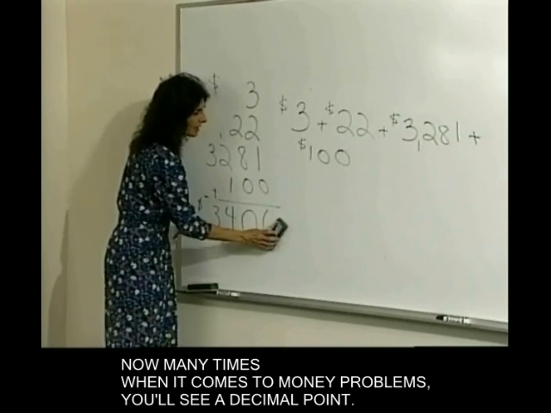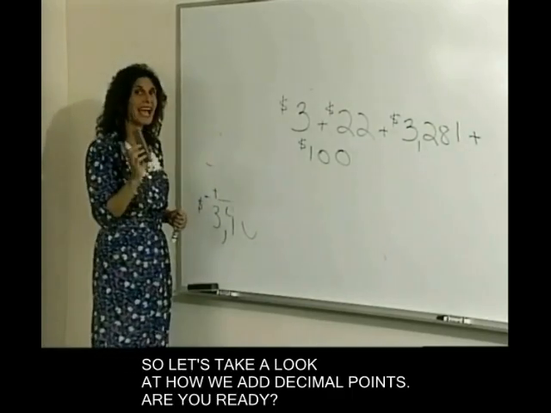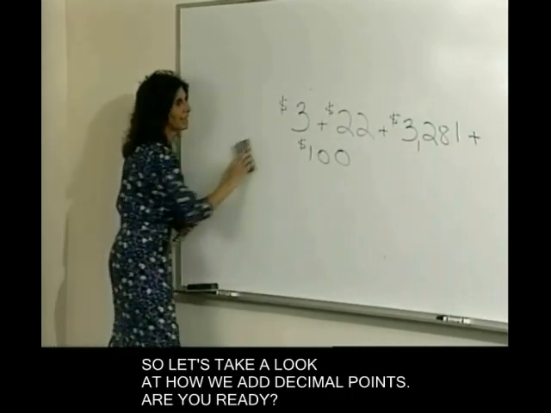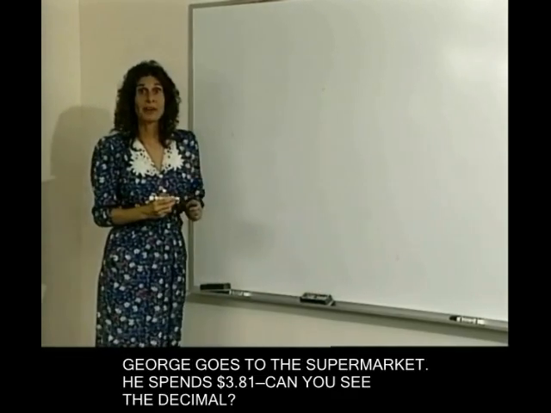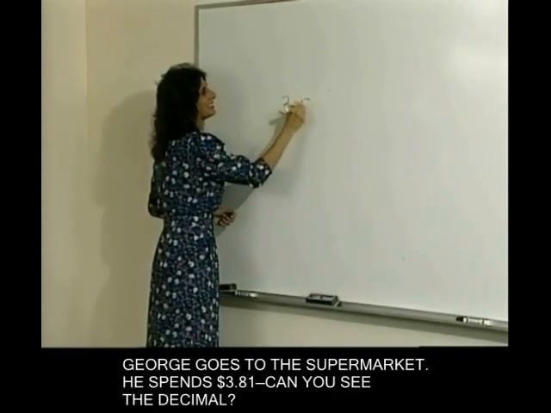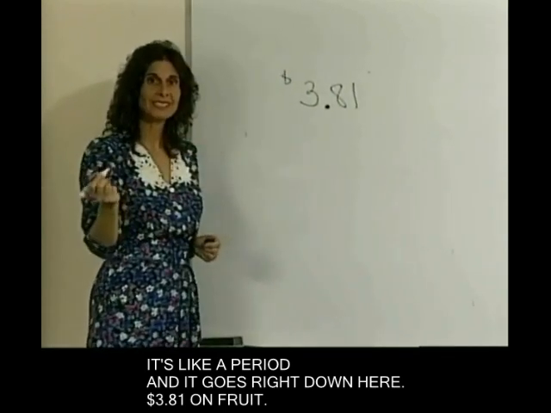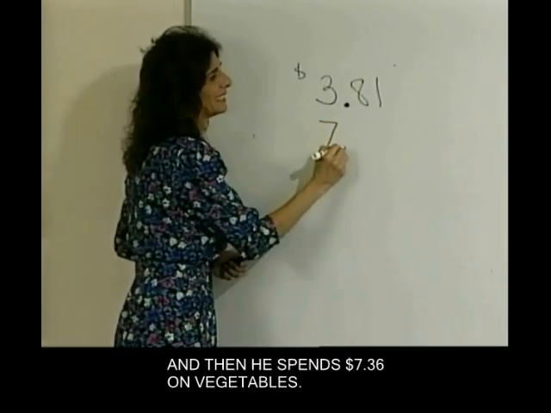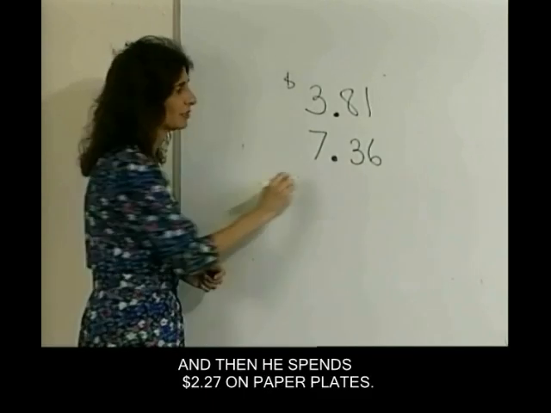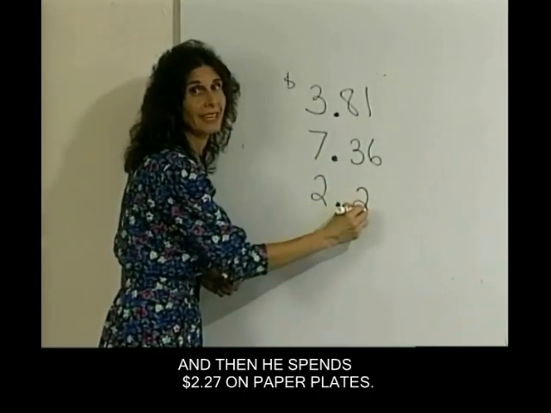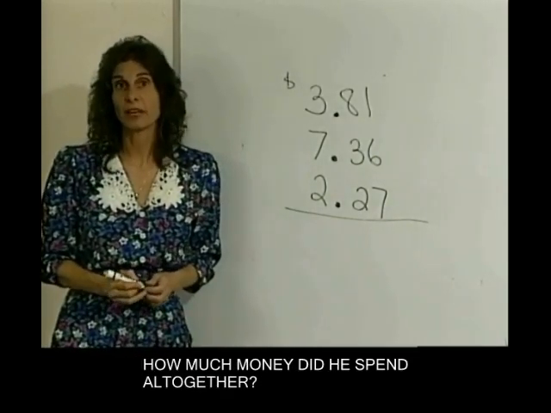Now, many times when it comes to money problems, you'll see a decimal point. So let's take a look at how we add decimal points. Are you ready? Here we go. Let's erase the board. George goes to the supermarket. He spends $3.81. Can you see the decimal? It's like a period, and it goes right down here. $3.81 on fruit. And then he spends $7.36 on vegetables. And then he spends $2.26 on paper plates. How much money did he spend altogether?